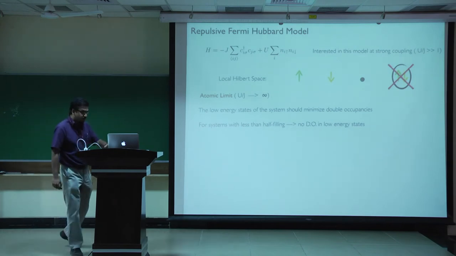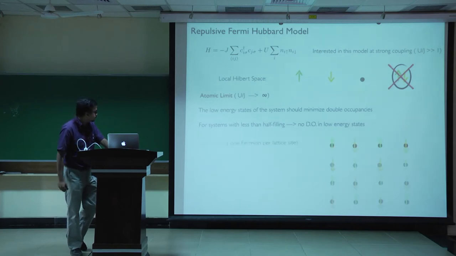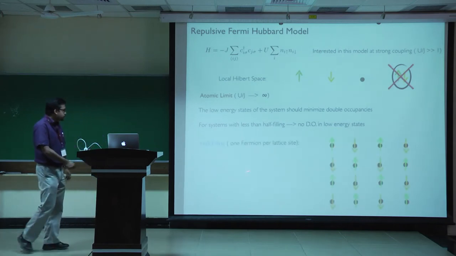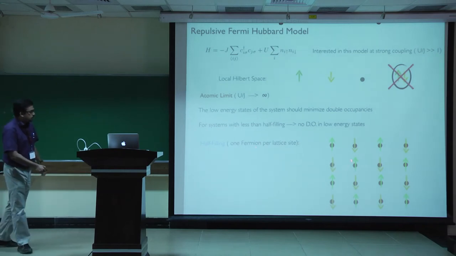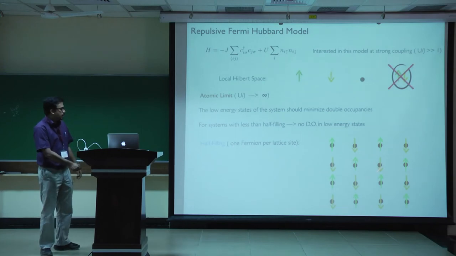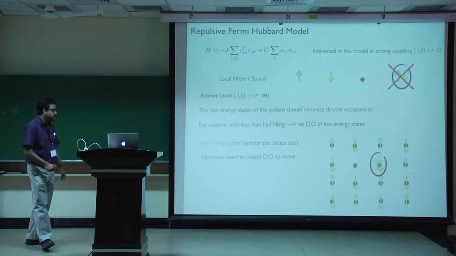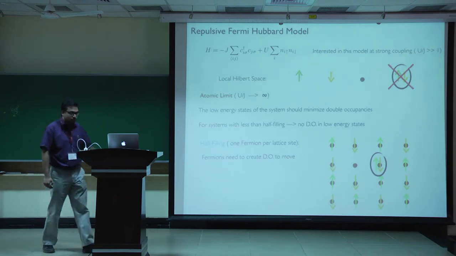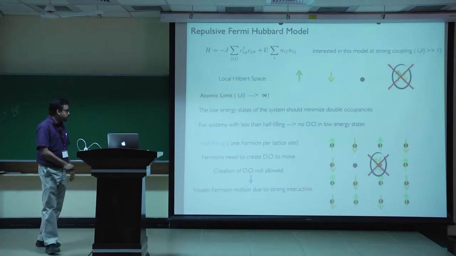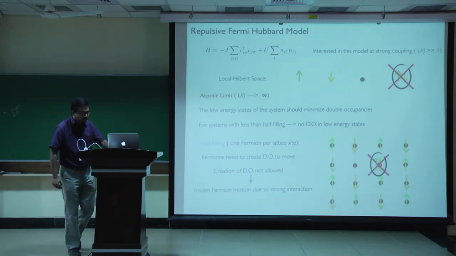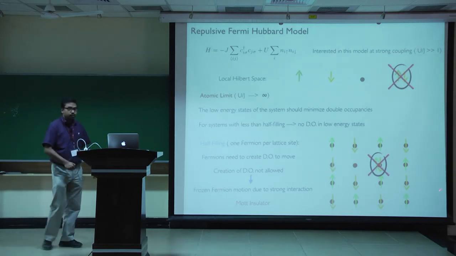Now that's nice, but what about when we are not in the atomic limit? We are not only going to look at the atomic limit. In this limit, if you go to half filling, which is one fermion per lattice site, every site has one fermion. What you can do is try to hop one of them. But the moment you try to hop one of them, of course, you are going to lead to a double occupancy, which is not allowed. And so you will freeze fermion motion, and this is basically the physics of Mott insulators: the motion is frozen due to interaction.